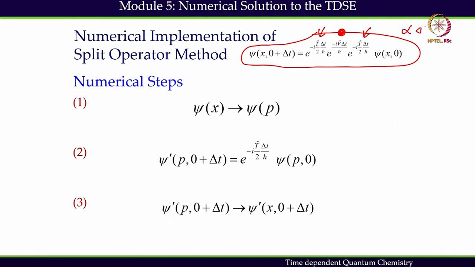For this we know that the error is going to be of the order of delta t to the power 3, which means that the error would be very small if I take delta t to be very small. So the first cycle of this numerical step would be, as you can see, that this operator has to act on this wave function first. So the first step is that the wave function has to be converted to the momentum space, which means a Fourier transform.